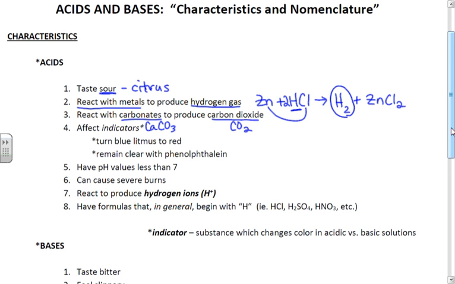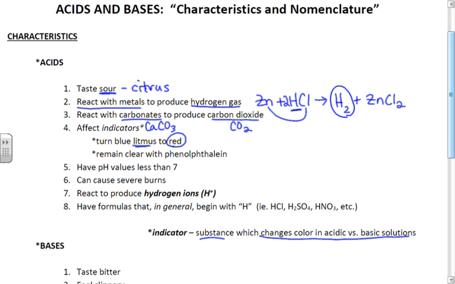Indicators are substances which will change color in different types of solutions. If you have litmus paper, litmus paper will turn red. If it's red, it'll stay red. If it's blue litmus paper, it'll turn red. I tend to think of acids as things that can burn you. Bases can also burn you just as badly, but we tend to think about acids as burning your skin. And the color I associate with burning is red. So if it's turning red, it's an acid.